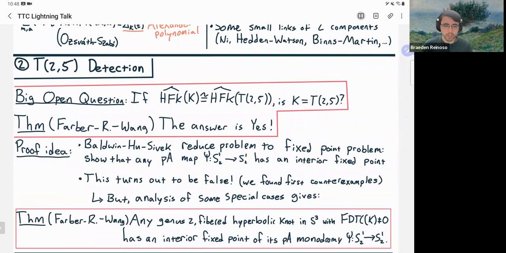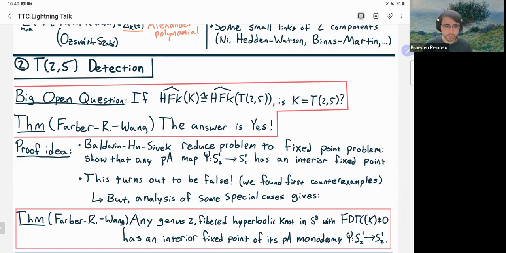So we did genus 0 knots, we did genus 1 fibered knots. What's the next place to look? Well, maybe genus 2 fibered knots will work. And the simplest one of those maybe is the (2,5) torus knot. So it's been a big open question for a little bit now, whether or not knot Floer homology detects the (2,5) torus knot. And the theorem that we prove is that, yes, in fact, it does.